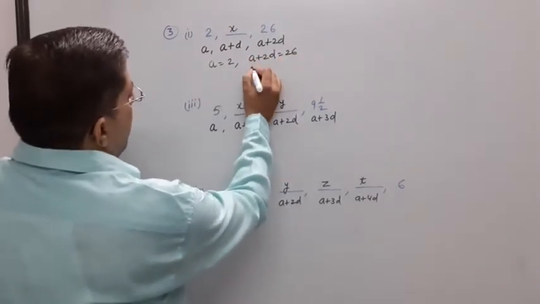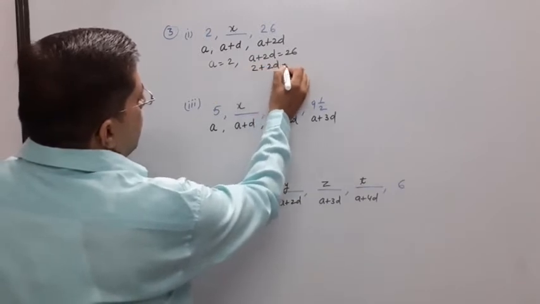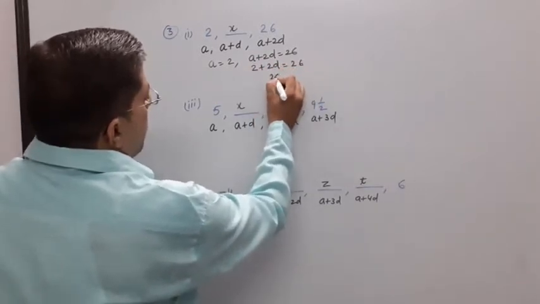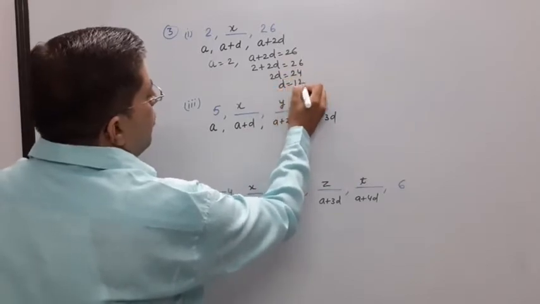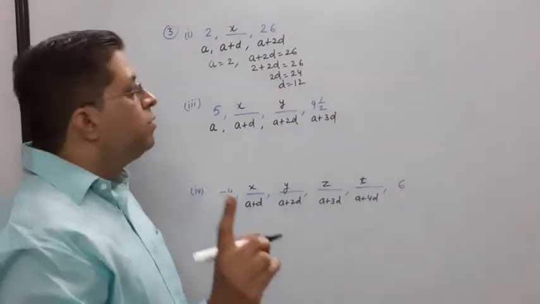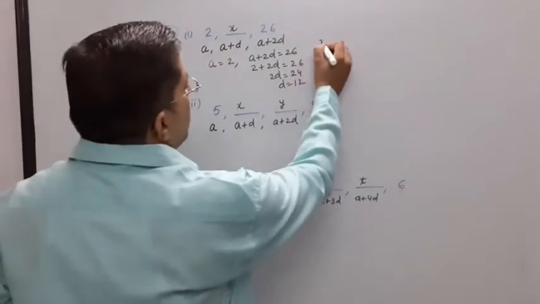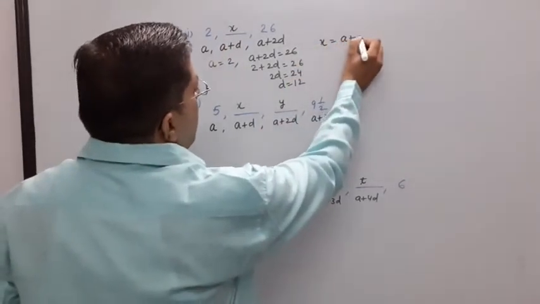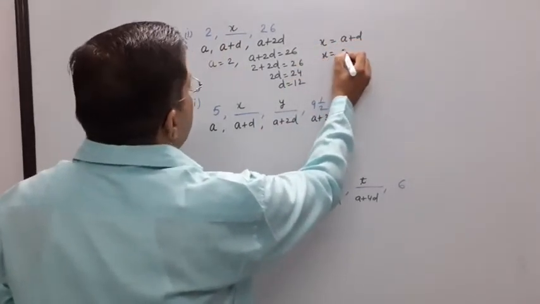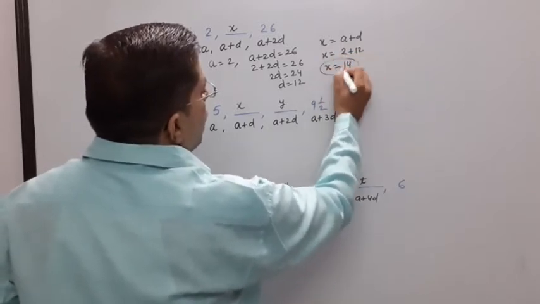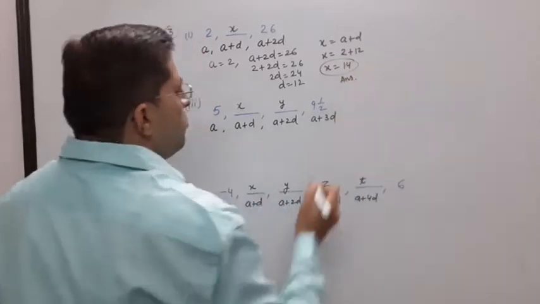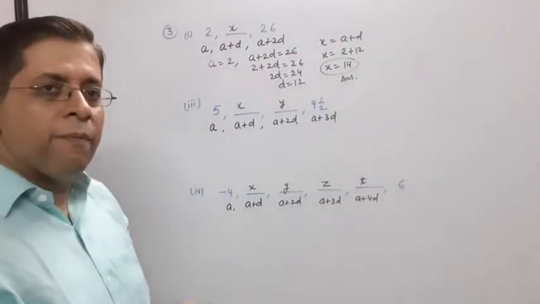Put the value of A here. 26 minus 2 is 24. D will be 12. Here, what you have to find is x. What is x? A plus D. What is A? x will become 14. This is your answer. It's very simple. One more.